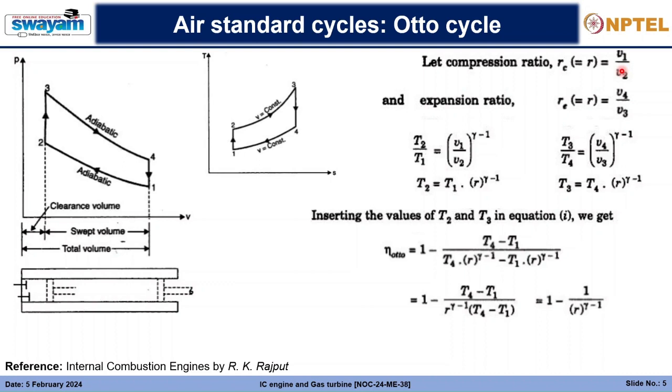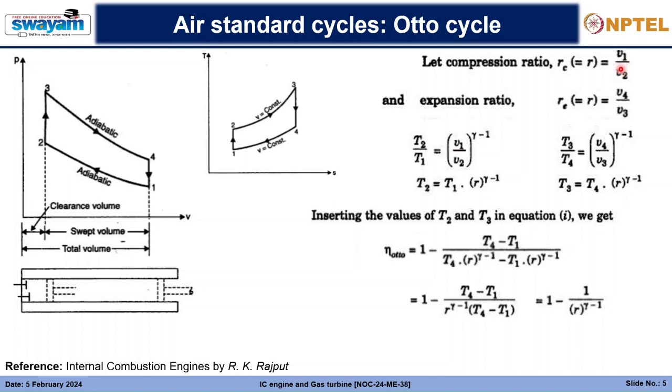So just imagine, if the compression ratio is quite high, if the r value is very high, then this negative part will be very less, and in turn it will increase the efficiency of the Otto cycle, right? And in order to have a very high compression ratio, which increases the Otto cycle efficiency, we need to reduce this clearance volume, right? So the V1 by V2, so V2 is the clearance volume out here.